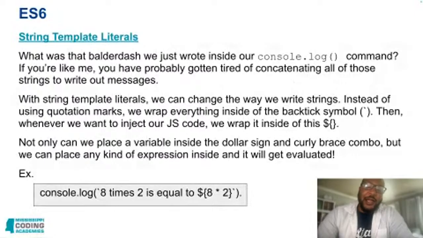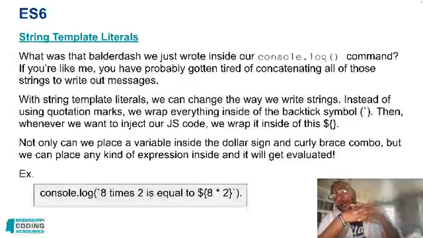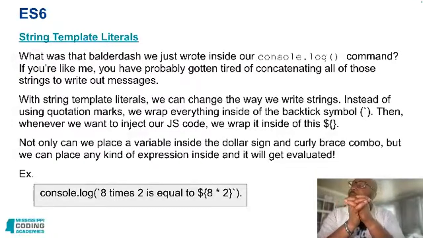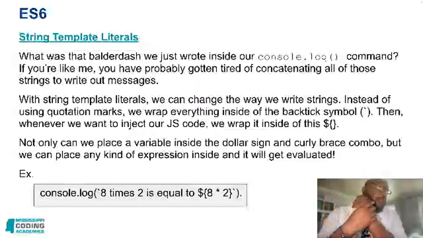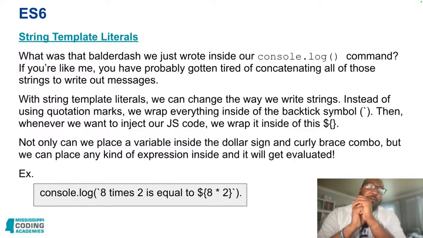If you're like me, you've probably gotten tired of concatenating all those strings to write out messages. I hate it. Having a string plus some variable plus string plus another variable string is just annoying. If you're like me, this is in my top three things I love about ES6, the string template literal. With string template literals, we can change the way that we write strings. Instead of using quotation marks, we wrap everything inside of the backtick symbol, again the key above your tab button. Then whenever we want to inject our JS code, we wrap it inside of this $ curly brace symbol. Okay.